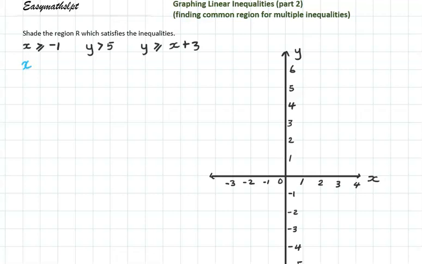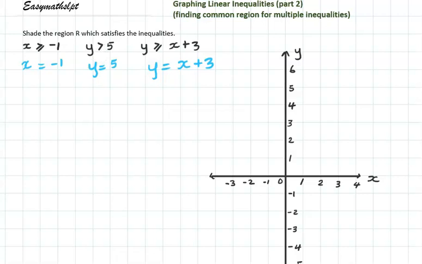For the first inequality, we need to draw the graph for x is equal to -1. For the second inequality, where it says y is greater than 5, we need to draw the graph for y is equal to 5. And in the third inequality, we need to draw the graph for y is equal to x plus 3. Now remember, if the inequality says equal to, then we use solid lines. If it does not say it's equal to, we use broken lines. So let's get straight into it.